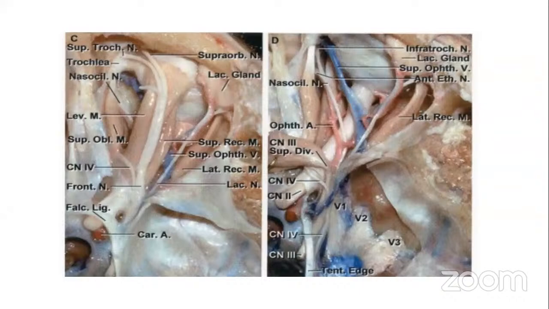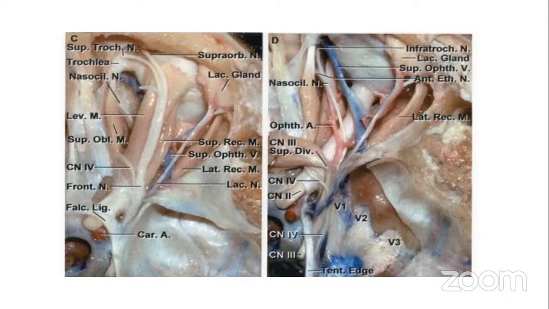The lacrimal nerve passes above the lateral rectus muscle to innervate the lacrimal gland and convey the sensations to the area around the lateral part of the supraorbital margin. So as you can see here, the lacrimal nerve passing laterally to the lateral part of the orbit to the lacrimal gland to pass the sensation.